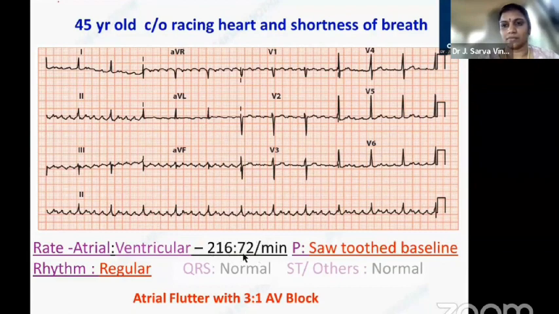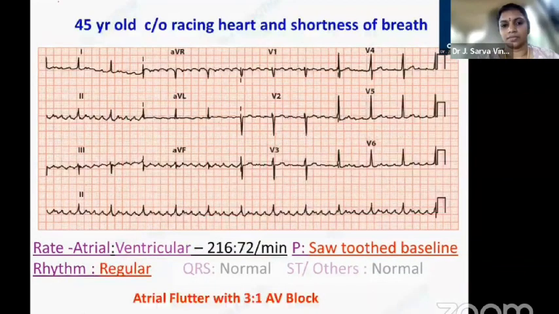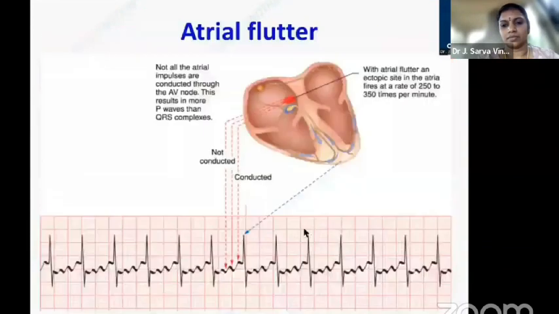So the atrial rate is 216, the ventricular rate is 72. For every 3 P waves, you get 1 QRS complex. So this is an atrial flutter with a fixed AV block. This is also atrial flutter. We have a similar picket fence pattern, but we can see here that the RR interval is varying compared to this where the RR interval was the same. So this rhythm is irregular because the AV block is variable. So this is an atrial flutter with a variable AV block.